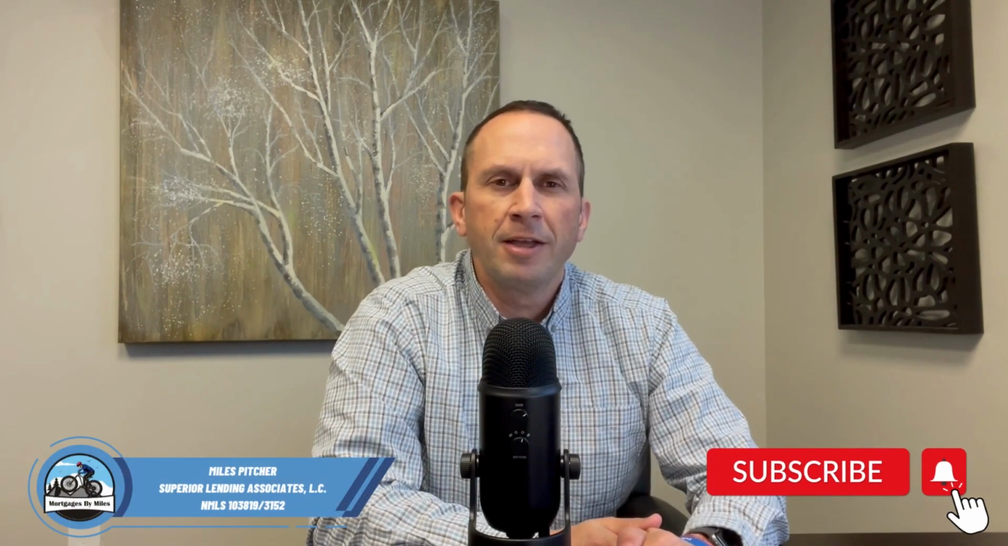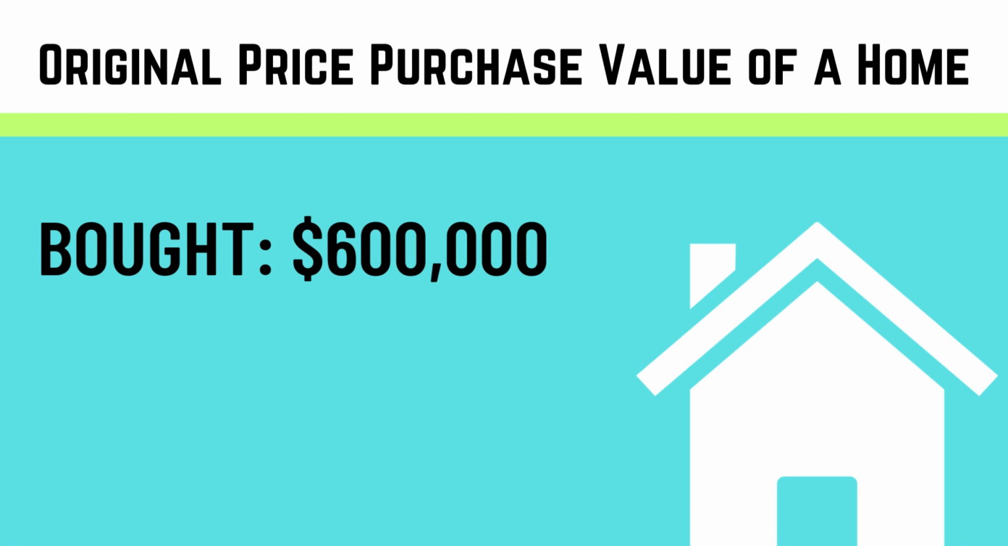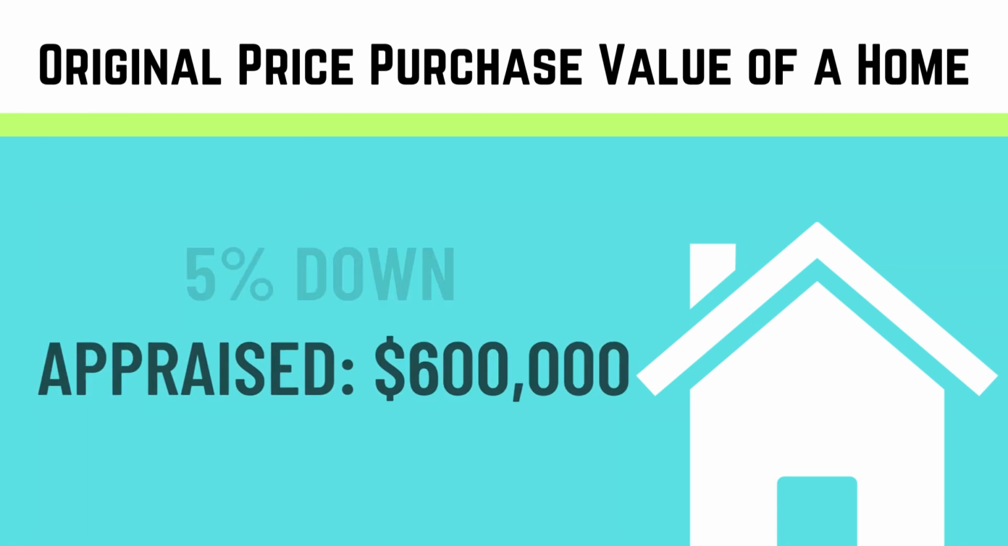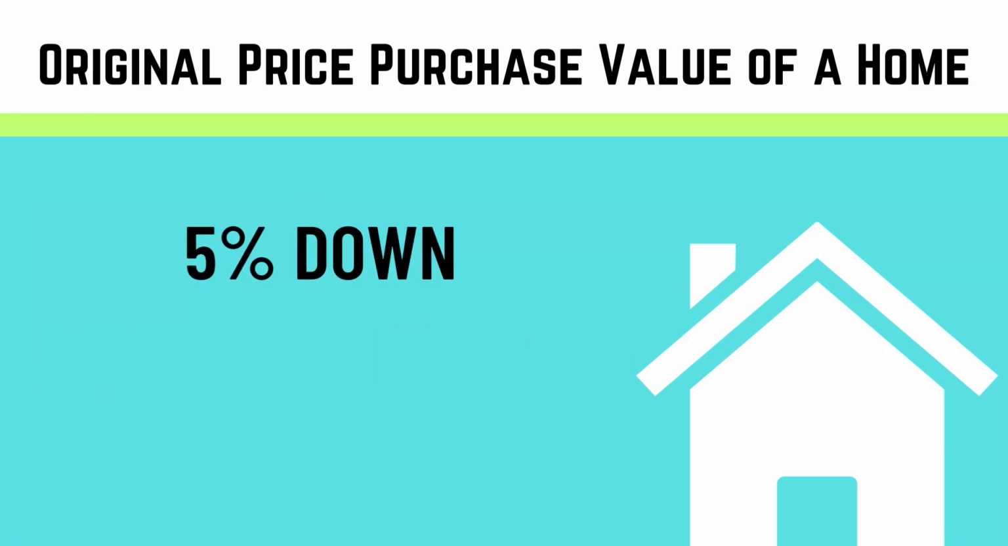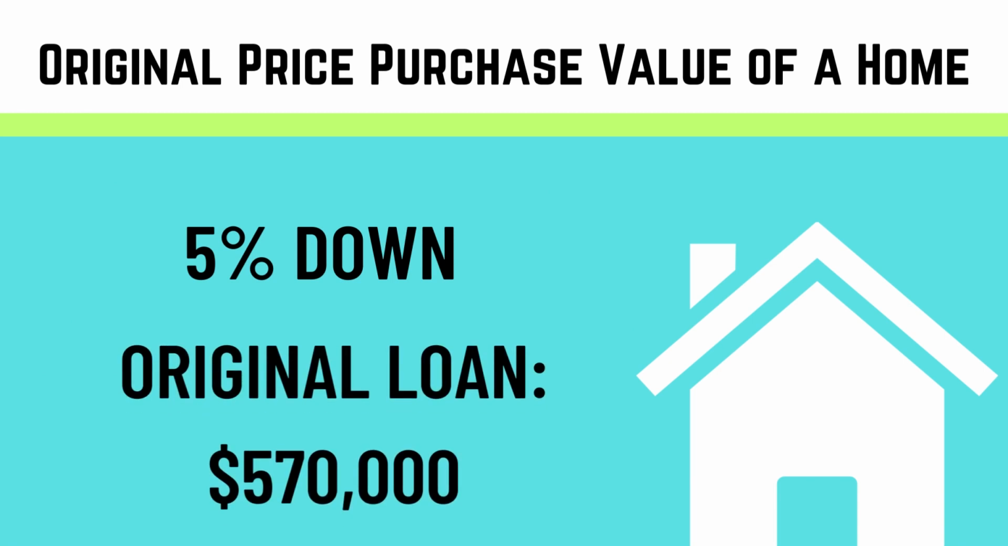I own Superior Lending. So the first way we're going to look at this is based off the original purchase price value of the home. You bought a home for $600,000, it appraised for $600,000. You did 5% down, and your original loan started at $570,000.